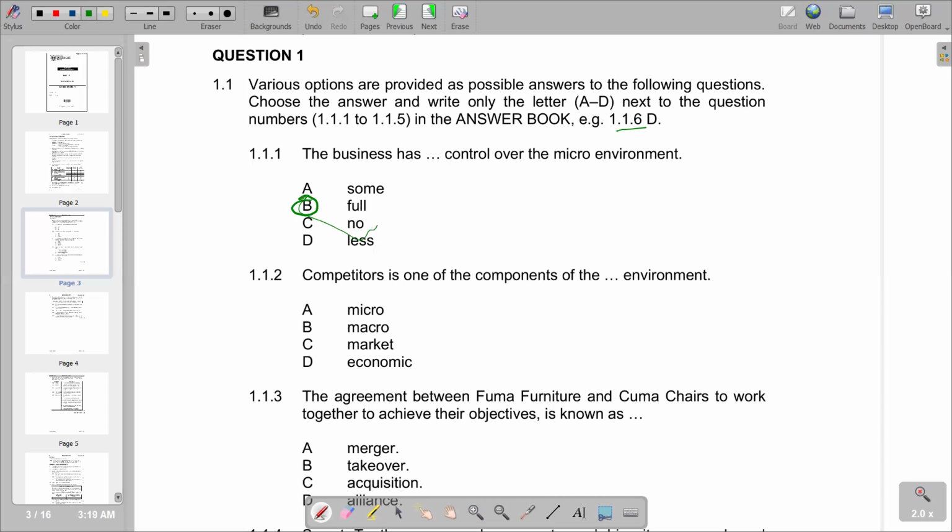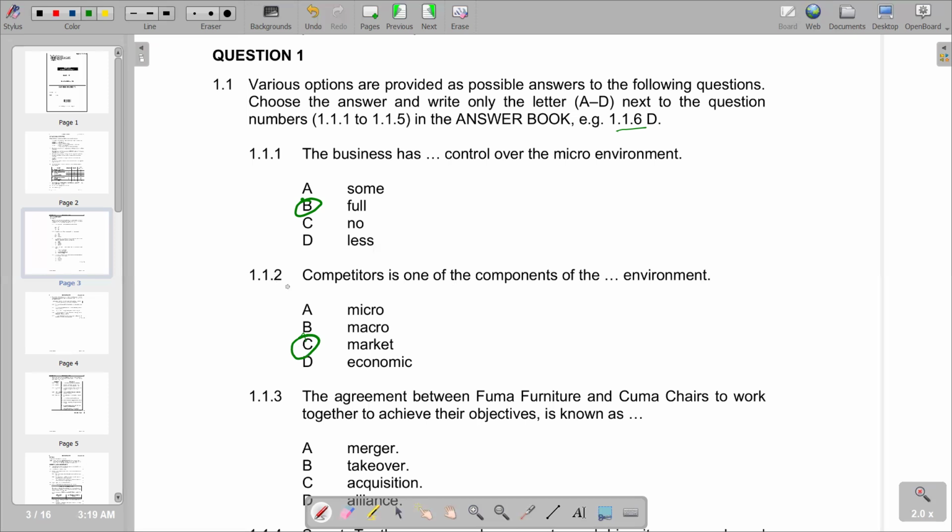Then going on to the next question. For the first question, we've got B as the correct answer. Then we go to 1.1.2, which says competitors is one of the components of the dash environment. Then we have the responses that we are given there. So you'd see that competitors is one of the components of the market environment, remember? So we have C as the correct response according to the answers that we are given there.